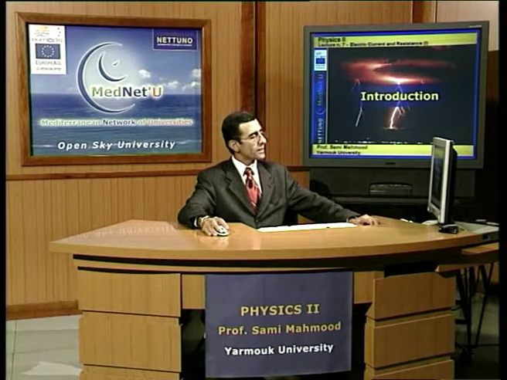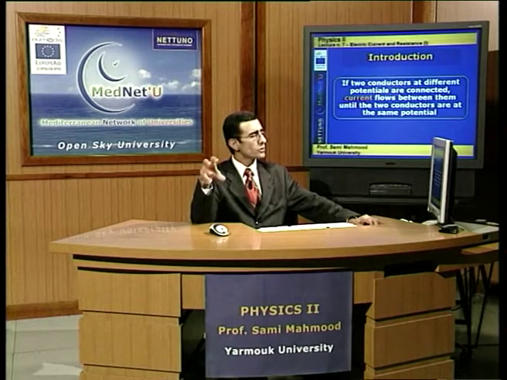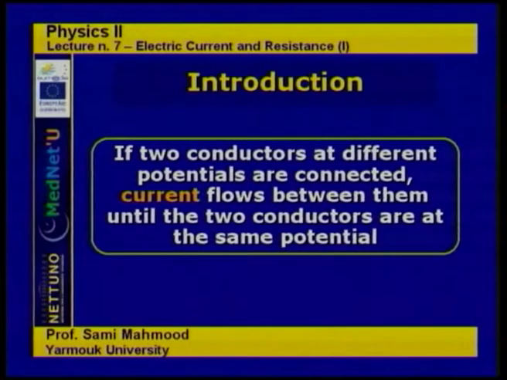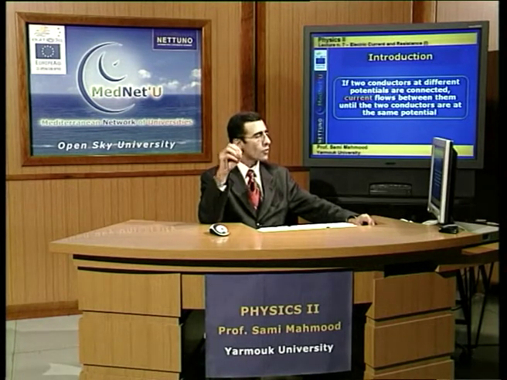So in the beginning, we start by mentioning that if two conductors are at different potentials, then upon connecting these two conductors with a conductor, current will flow, charge will flow from one conductor at the higher potential. Positive charge will flow from the higher potential to the lower potential, or electrons will flow from the lower potential to the higher potential. And this flow of charges is the so-called current.